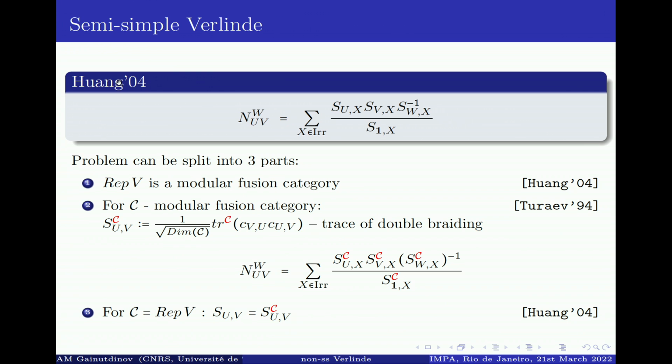Using these S matrix elements, the Verlinde formula in this generality in the rational case was proven by Huang in 2004. And it's important to separate three parts of the problem of proving this statement. The first part, which is a very hard problem proven by Huang, is that the representation category of this strongly rational VOA is a modular fusion category, in the sense of Turaev, right? So it's a ribbon category, and the most non-trivial part is to prove that there is a rigid structure.